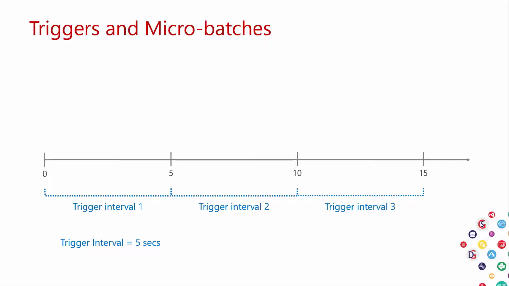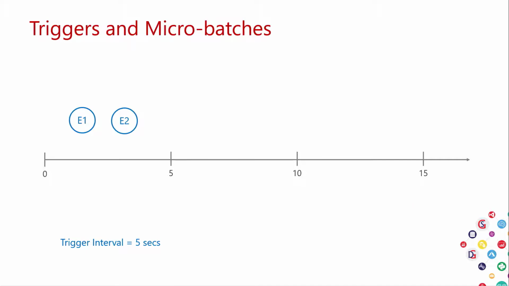So this means the execution will happen at the end of every trigger interval. So it will happen at the 5th second, 10th second, 15th second, and so on and so forth. Now let's say there are some events getting added to the source. Now the first trigger will actually happen at the 5th second, right?